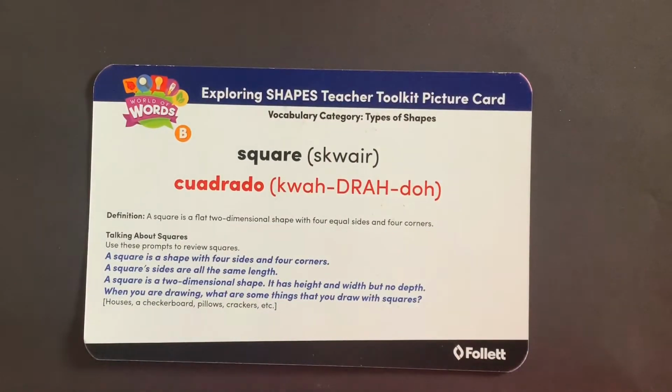A square is a shape with 4 sides and 4 corners. A square's sides are all the same length. A square is a 2-dimensional shape. It has height and width, but no depth. When you are drawing, what are some things that you draw with squares? Houses, a checkerboard, pillows, crackers.